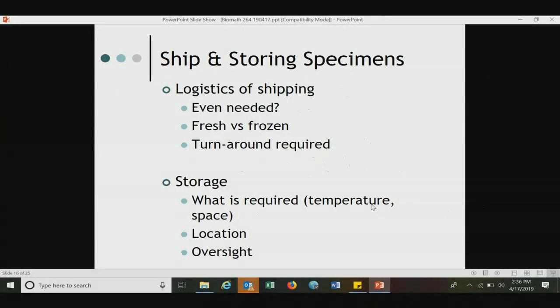And then for the storage, how much space do you need? Do you need to keep something at room temperature? So like if you have a recording device, does it need to be kept cool? Do you need to keep samples frozen? Where are you going to keep it, and who's overseeing that storage? So if you're leaving something for 5 years, who's in charge of making sure whether there's a breach there or not?